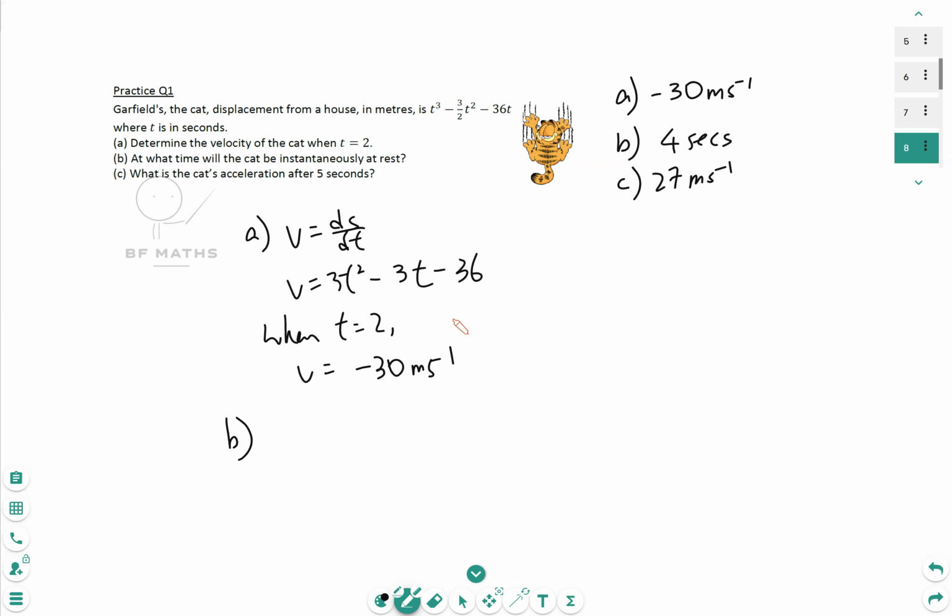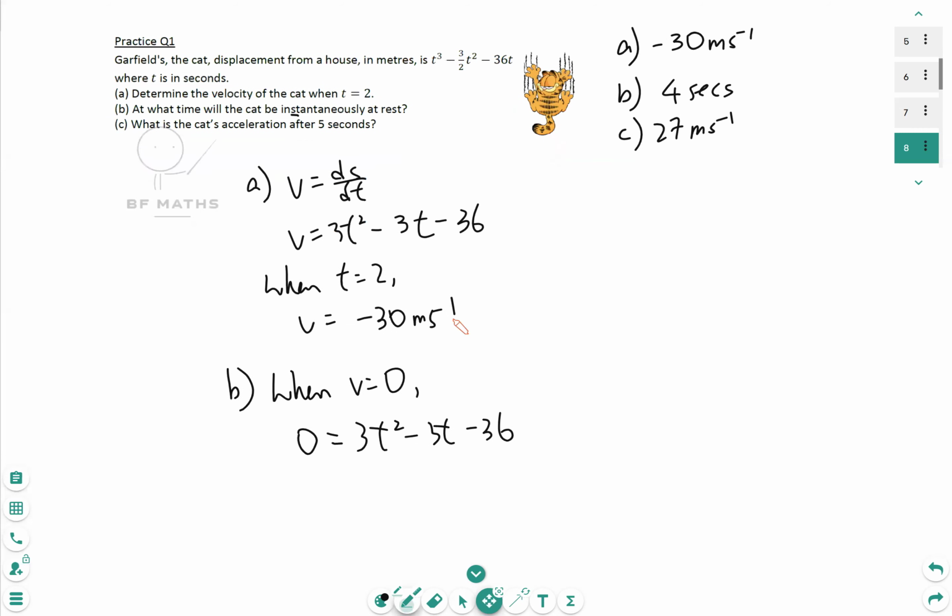Part B, what time is it instantaneously at rest? Instantaneous rest means v is 0. So 0 equals 3t squared minus 3t minus 36. Put it in the calculator. Showing how to solve a quadratic equation gives you no marks, so don't think you are super smart for knowing how to factorize or use the quadratic formula. In front of an A-level examiner, it means nothing. So put it in a calculator and you get t equals negative 3 or 4. You can't have negative time, so the time is 4.